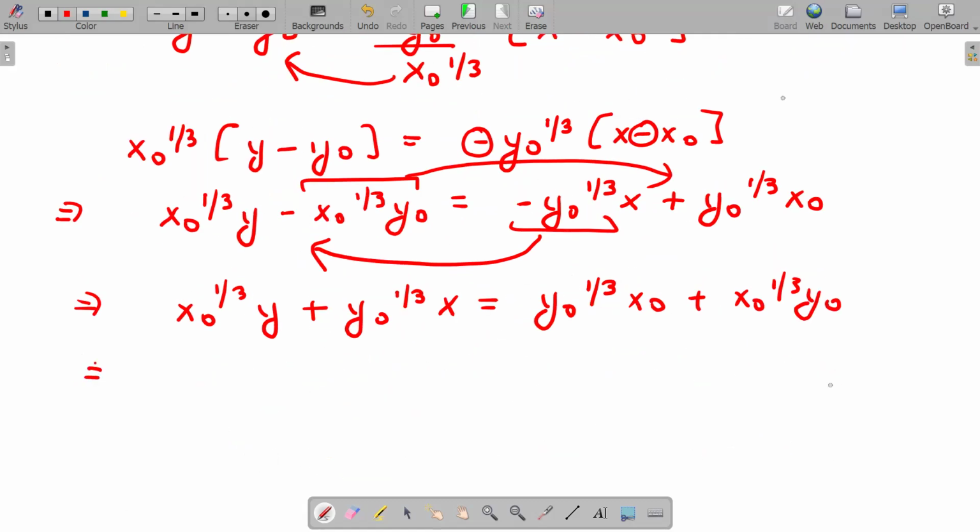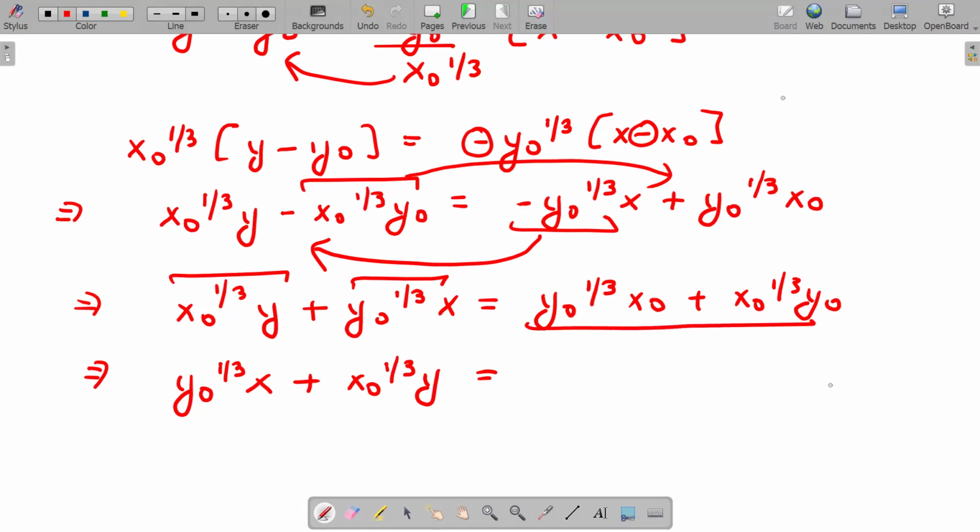Okay, so this looks like this. I can write y0^(1/3) x plus x0^(1/3) y. I wrote this first and then I wrote this to make it look like what I want to show. And here I can take x0 to the power 1/3, y0 to the power 1/3 common.